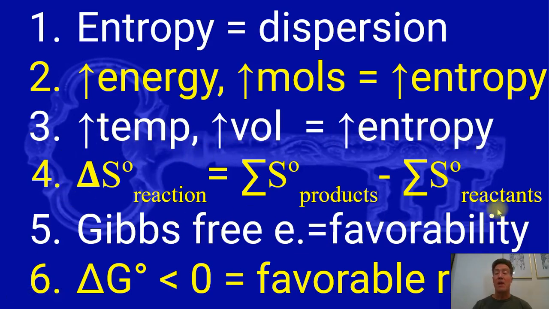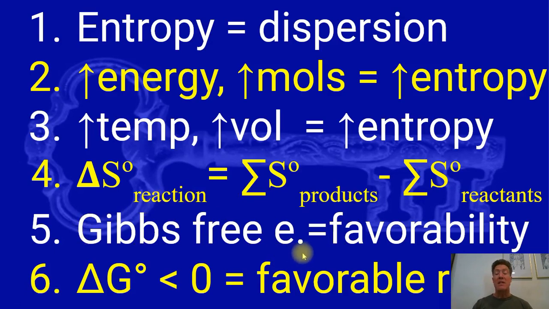We track entropy. We track the entropy of a reaction as the sum of the products, that's our final situation, minus the sum of our reactants, that's our initial situation. It's always final minus initial, whether it's delta S, delta H, delta G, doesn't matter.